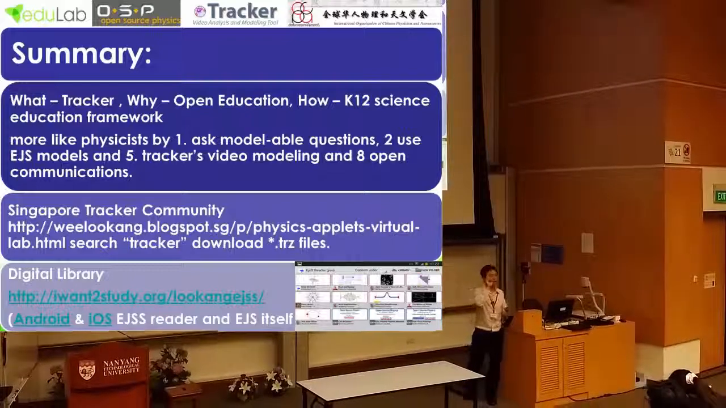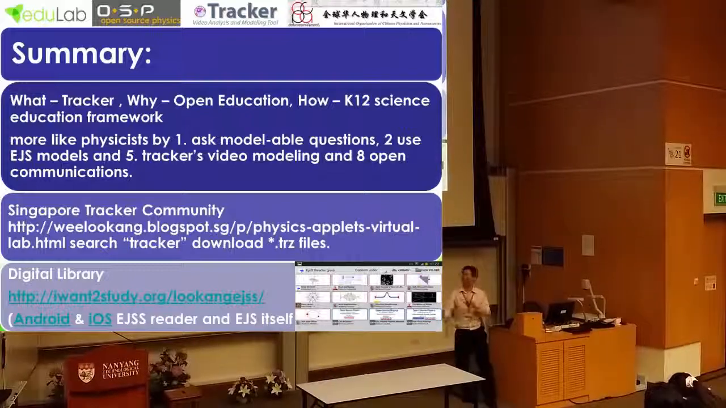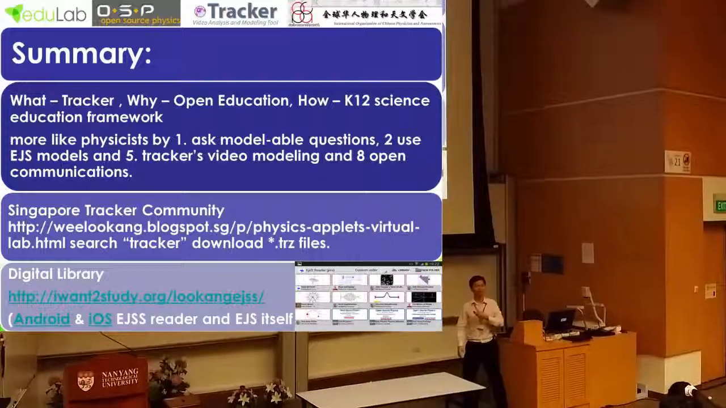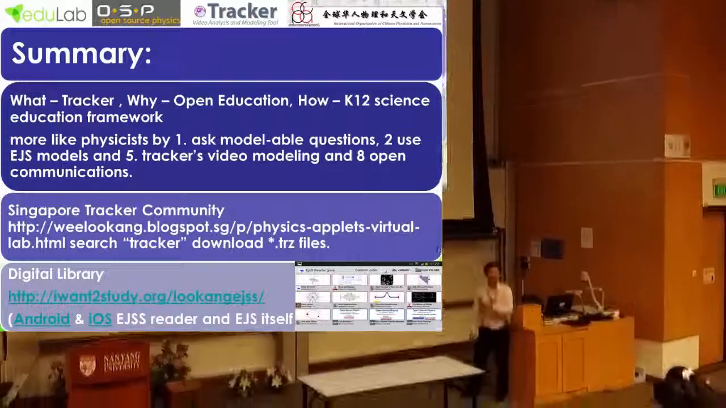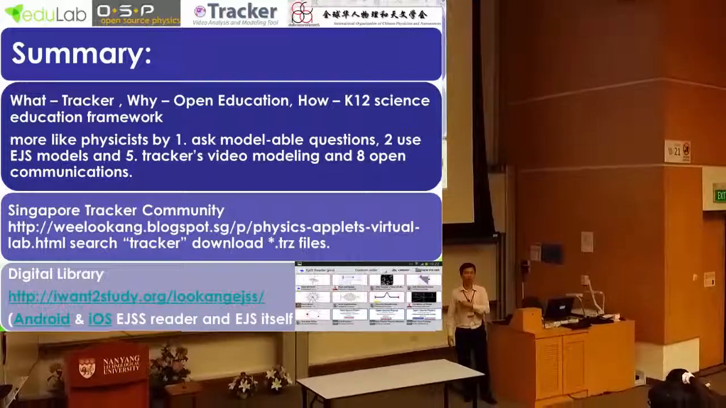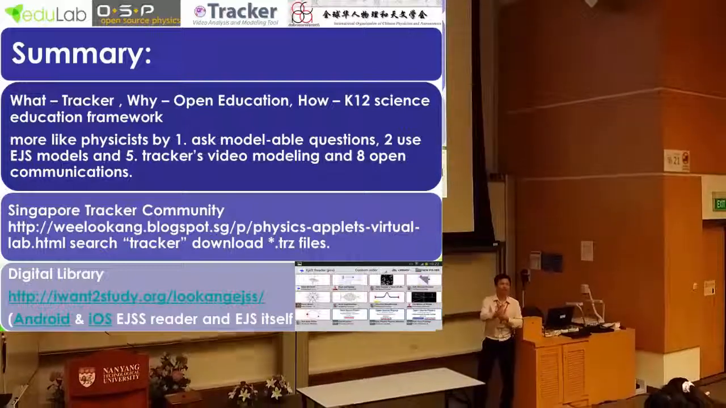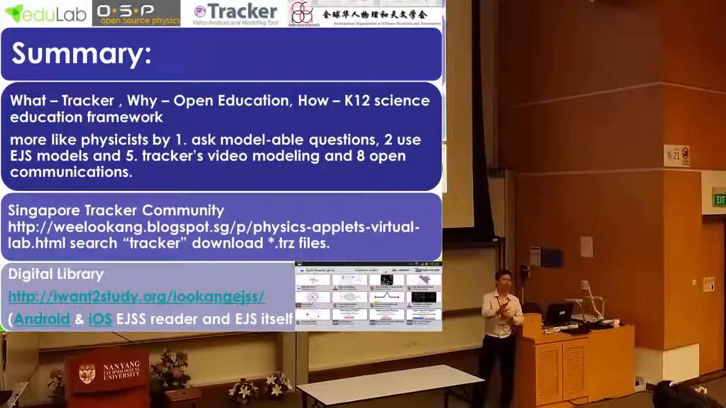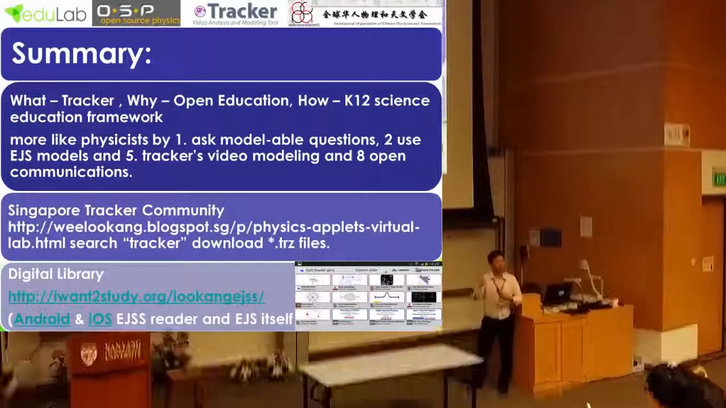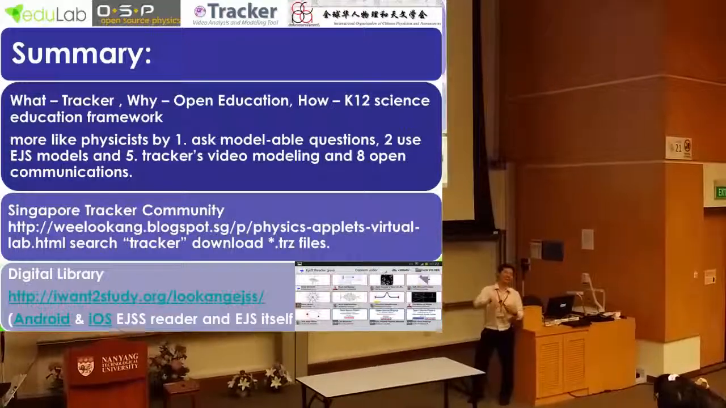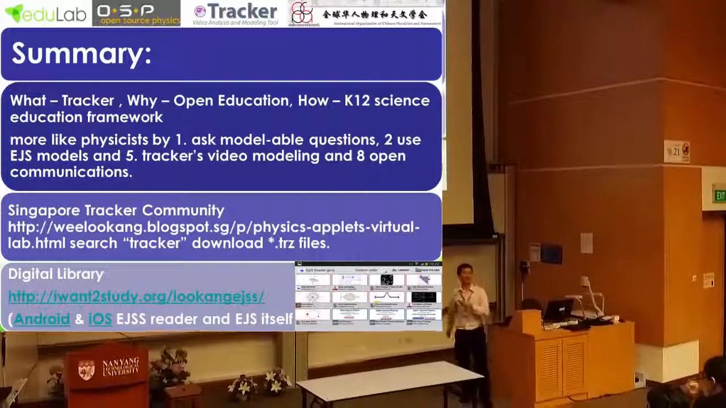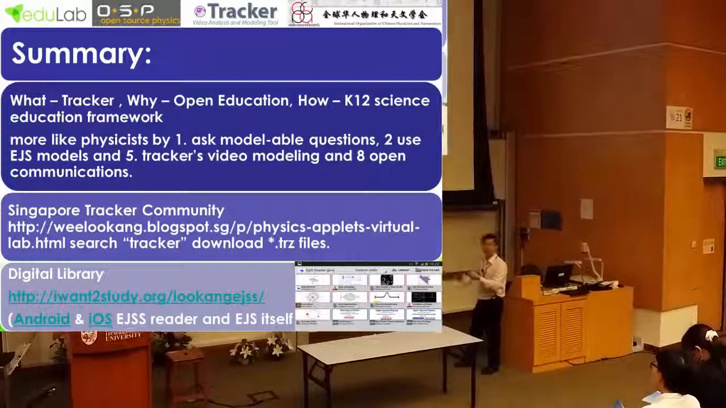Now as far as practice 2 is concerned, using models, there's actually a digital library that's been released by the Open Source Physics Group. If you have an Android or an iOS device, it is called the EJSS Reader app. Please do download the free version. It allows you and your students to download any models free, up to 5. To get around the limit, you delete one and then you can download another one. So you can still have 5 very nice models to download. Of course, if you pay for it, then you have no limit.